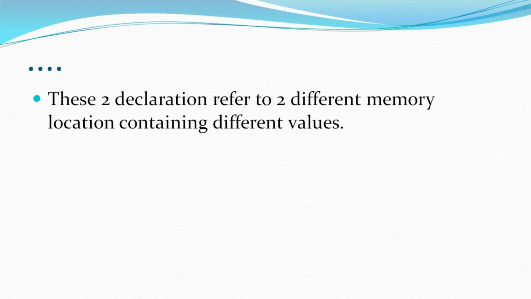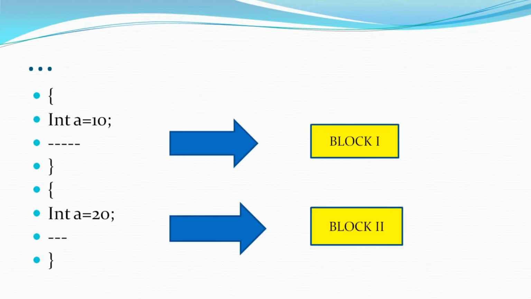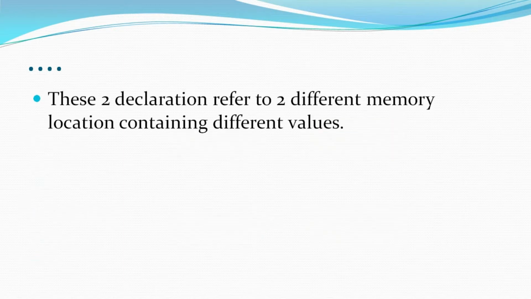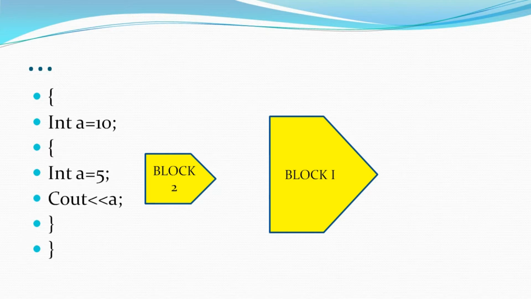So these two declarations refer to two different memory locations containing different values. What does that mean? Here integer a holding value 10 is pointing to a different memory location, that memory location in which variable a has the value 10. And in the second block, integer a equals 20 is pointing to a different memory location where a is holding the value 20.